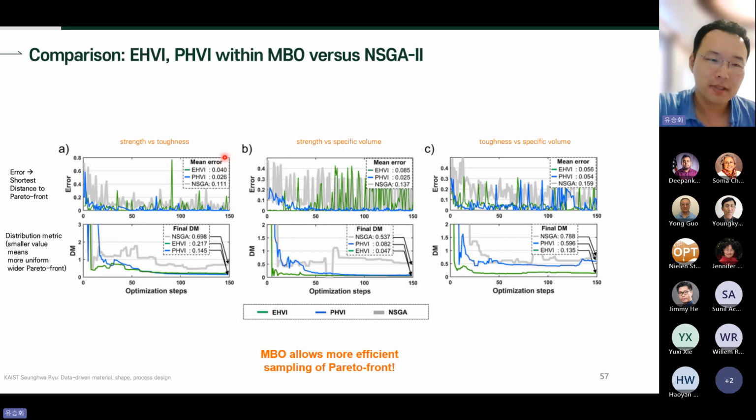And if we see the error or shortest distance to the Pareto front compared to the NSGA, which is gray, the green and blue, which are the MBO acquisition functions, show much lower error or distance to the Pareto front. In terms of the distribution metric, which means a uniform and wider Pareto front search, you can see that EHVI and PHVI outperform NSGA. Okay, so in guiding costly experiments or costly simulation, implementing MBO would enable us to efficiently search for the Pareto optimum.